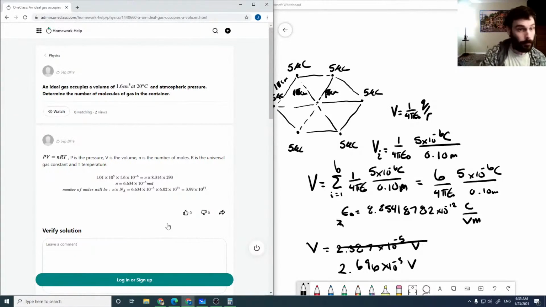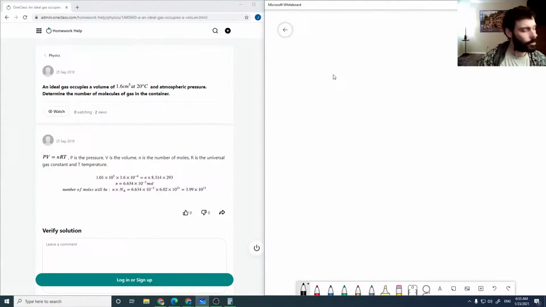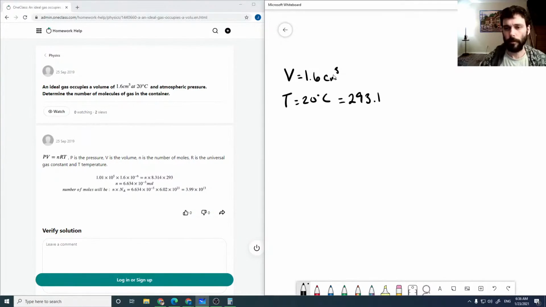Alright, so now the next one here, we have a simple one. So it's just we have an ideal gas with a volume of 1.6 centimeters cubed. T equals 20 degrees Celsius, which is equal to 293.15 Kelvin.